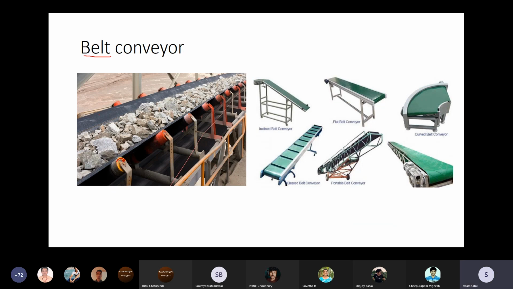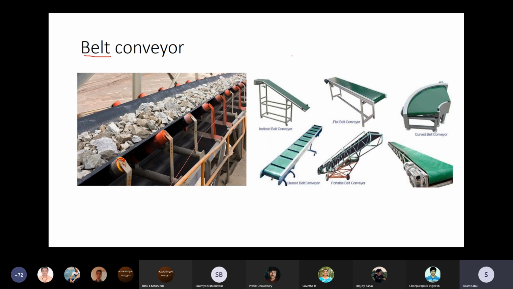Just simple. As the wheels rotate, or as the gear rotates, the belt will move. As the belt moves, whatever solids are present on the belt will also move. And that way, the transport of solids takes place through the belt conveyor.